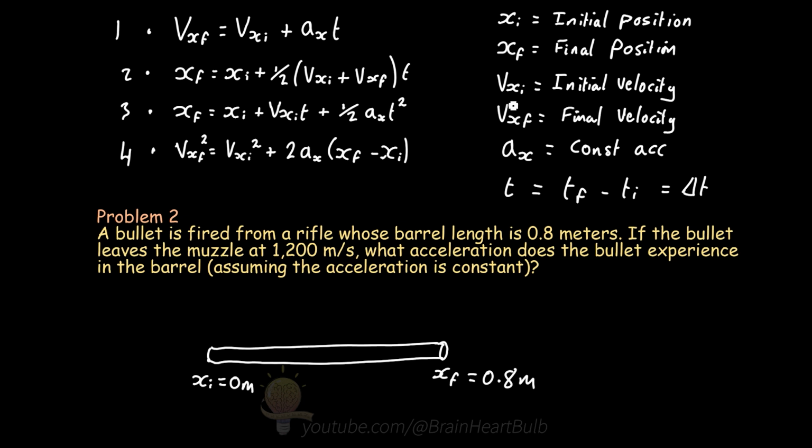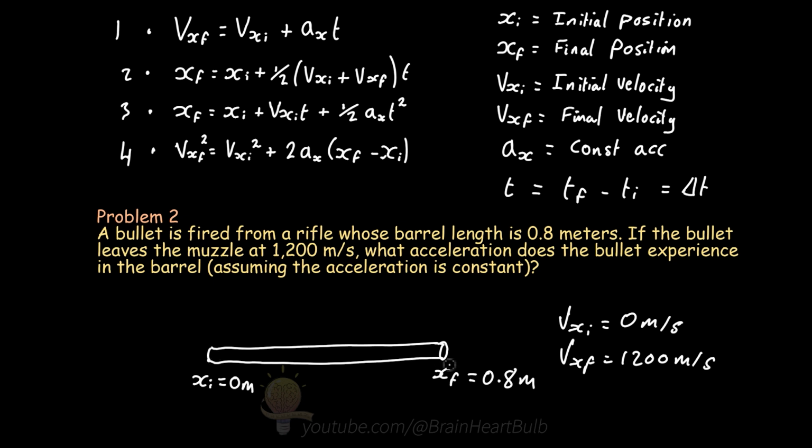Its initial velocity is going to be 0. It's going to be at rest. We're given its final velocity as it exits the barrel at 1200 meters per second. We do not know the acceleration and we don't know the time it takes for the bullet to travel down the length of the barrel.